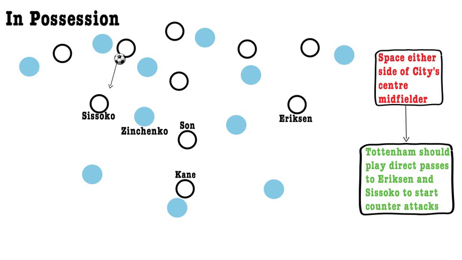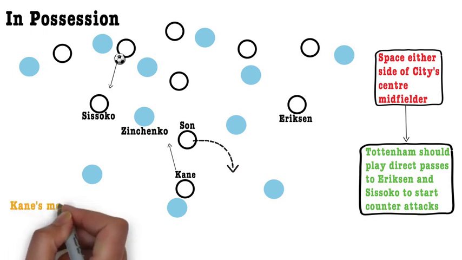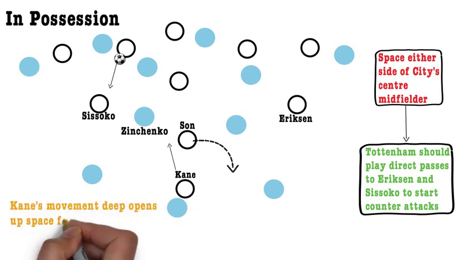Son should sit in between Fernandinho and Zinchenko, ready to receive the ball and dribble at the back line. When Tottenham sustain possession, Kane will drop deep into that space, dragging Stones with him, and Son can use his pace to run into that gap or make a run into the channel for a long pass.